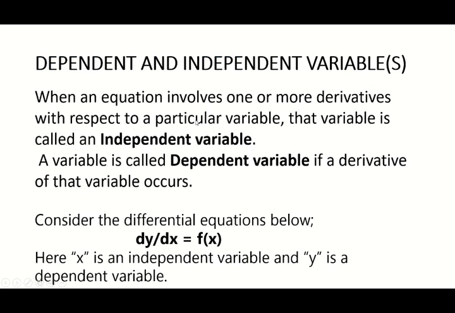When an equation involves one or more derivatives with respect to a particular variable, that variable is called an independent variable. A variable is called a dependent variable if a derivative of that variable occurs. Consider the differential equation dy/dx equals f of x. Here, x is an independent variable and y is a dependent variable.